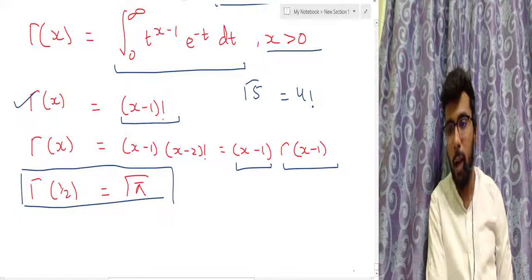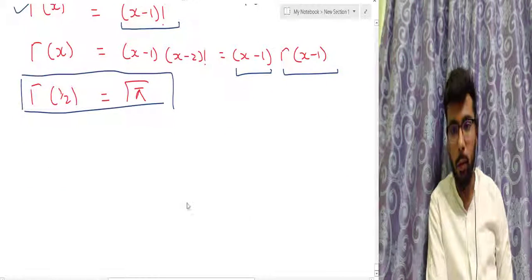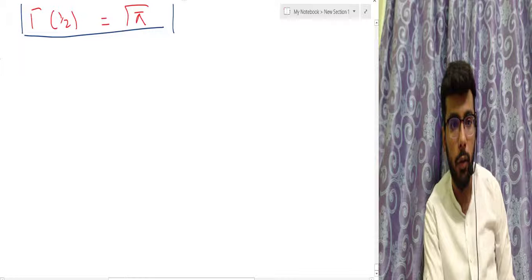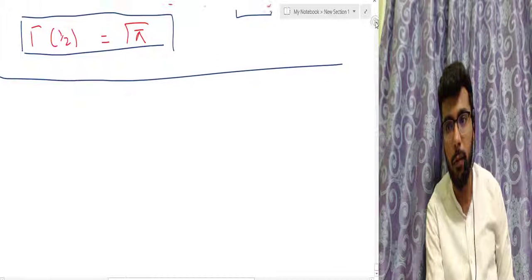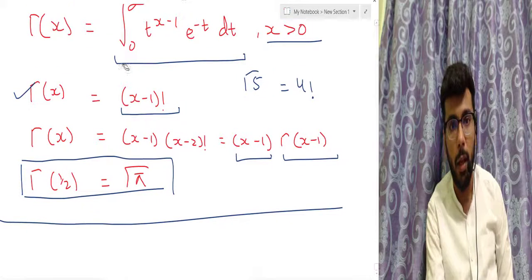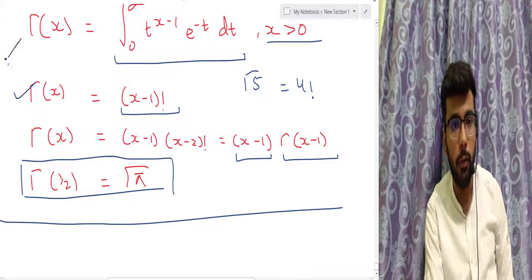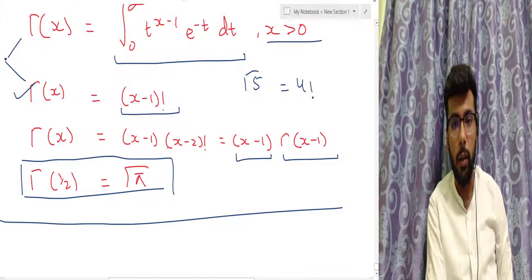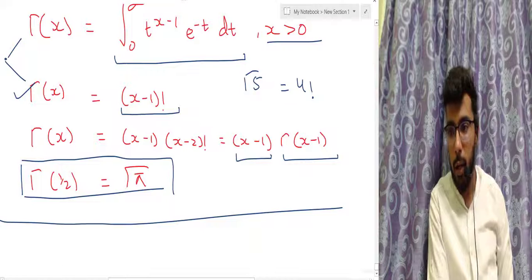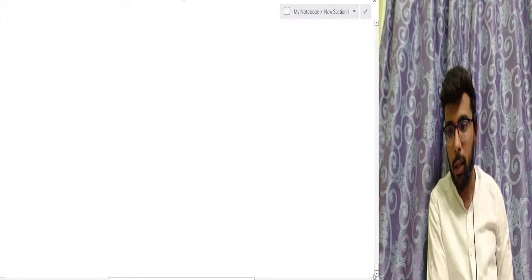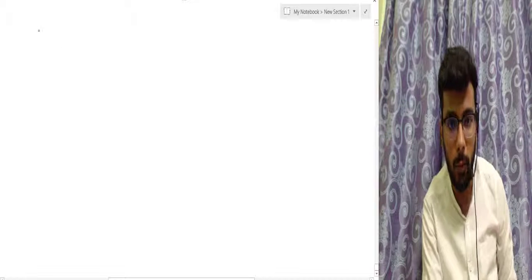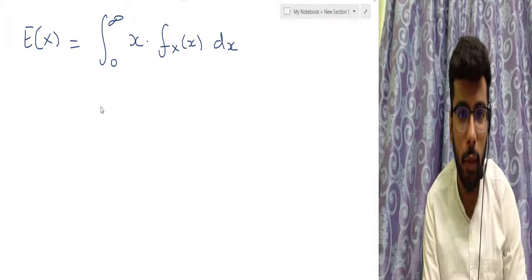So these are 4 rules that you need to know in order to use the gamma function. I have given you the definition, 2 alternative definitions of the gamma function, and the definition of gamma half, which is root over pi. Now next, I'll get into the derivation of the expectation and the variance of the gamma distribution. So deriving the expectation first.